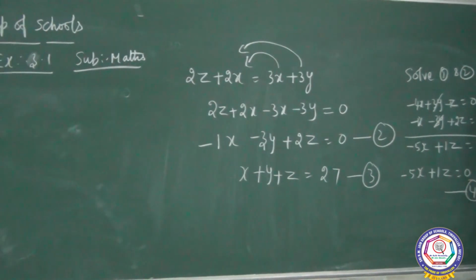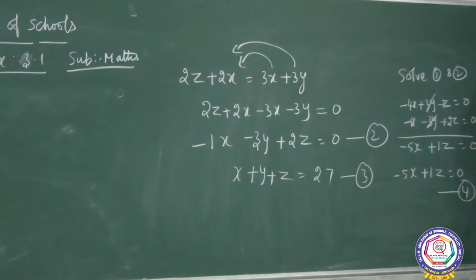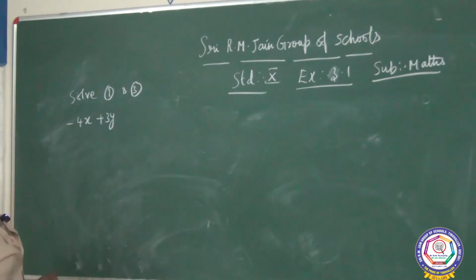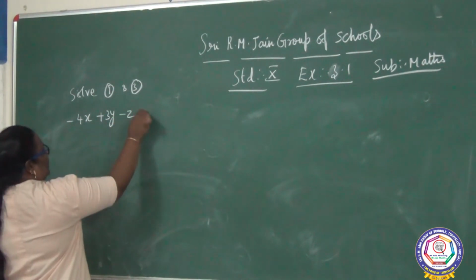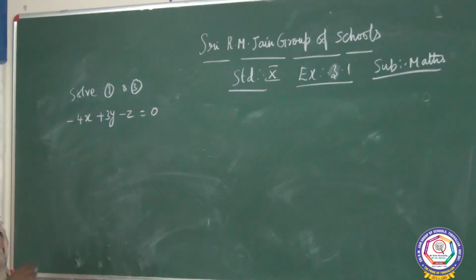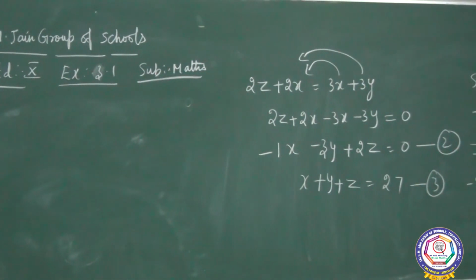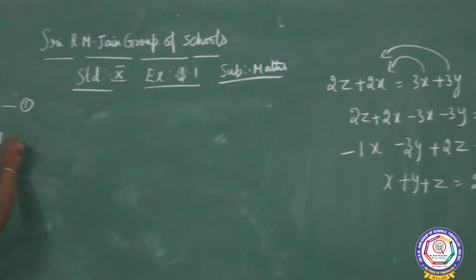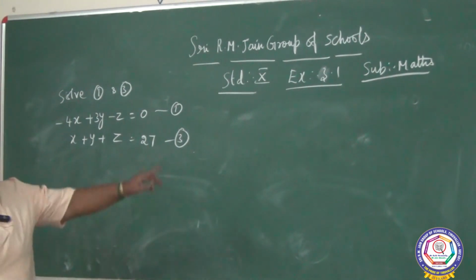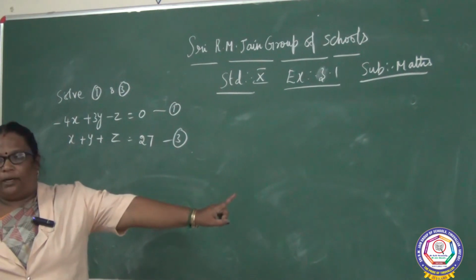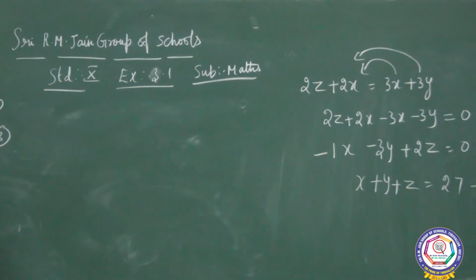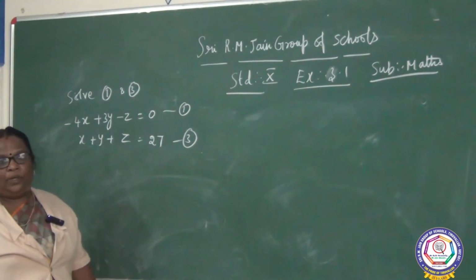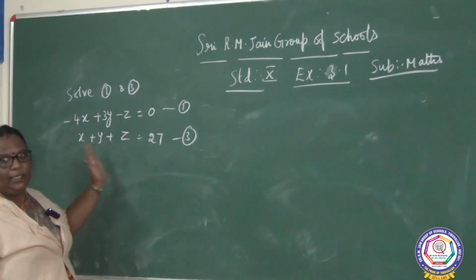1 and 3. What is the first equation? -4x + 3y - z = 0. What is the third equation? x + y + z = 27. This is the first equation, this is the third equation. For the first and second we cancelled the y term. In the same way we can proceed with 1 and 3. We should cancel the y term alone. You are not shifting over to the next terms.